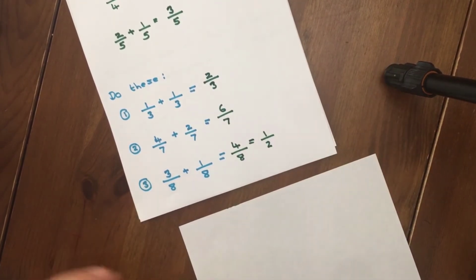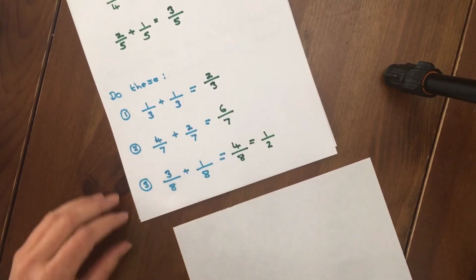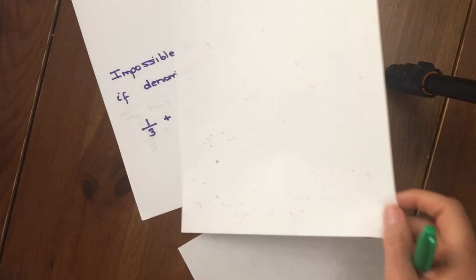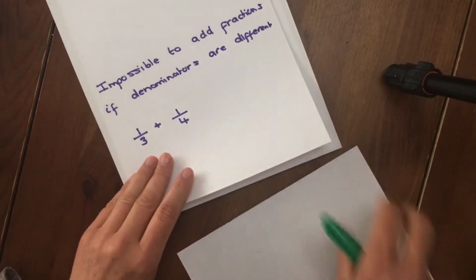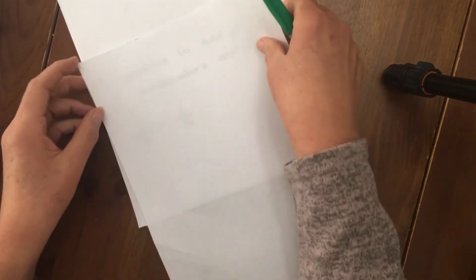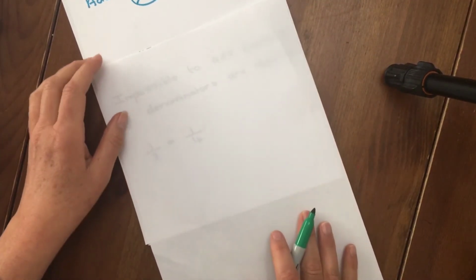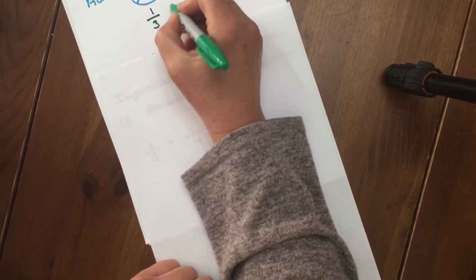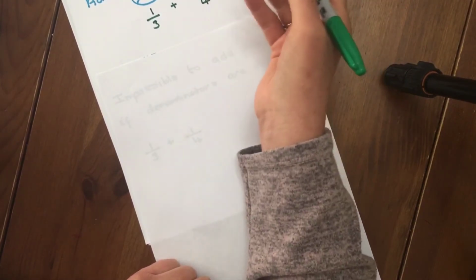Now you can see that when we're adding fractions here, the denominator is the same in each circumstance. But what happens if the denominator is not the same? So for example, here we have different amounts of fractions. Here you can see I've got 1/3 of a cake and I'm adding 1/4 of the cake. So how would I do this?